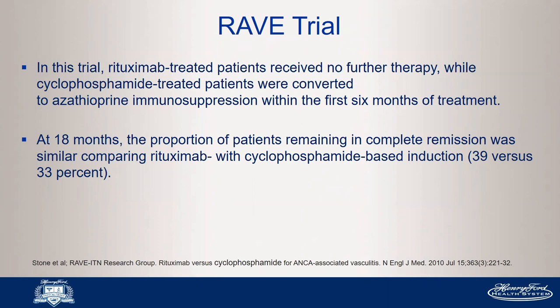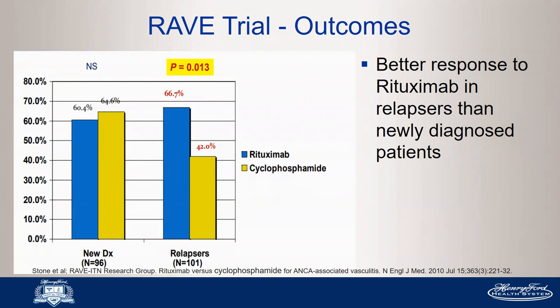What was interesting is when they looked at the patient characteristics, you had some patients that had a new diagnosis and some patients that had relapsed and were included in the trial. The relapsers actually responded better to rituximab than cyclophosphamide. And this was clinically significant with a p-value of 0.13.